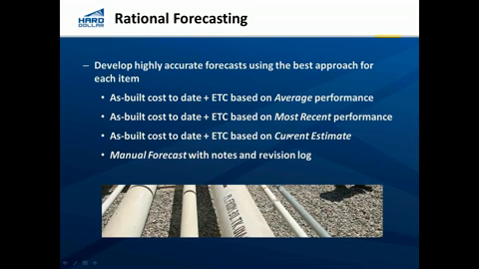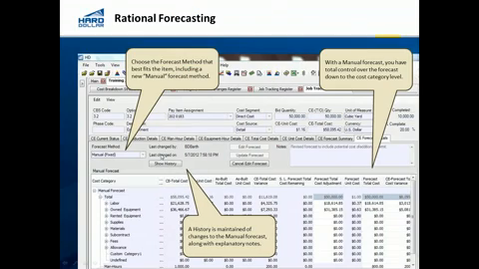This third one here is the current estimate, which is basically how the estimate is actually set up, or perfect world, if you will. And then something new for us that we just added in is what's called manual forecasting with notes and a revision log. So regardless of how we've done recently, how the average has been, we just don't care. We know that this is going to wind up this way, so let's manually forecast it. And that's something new that we've just added in.